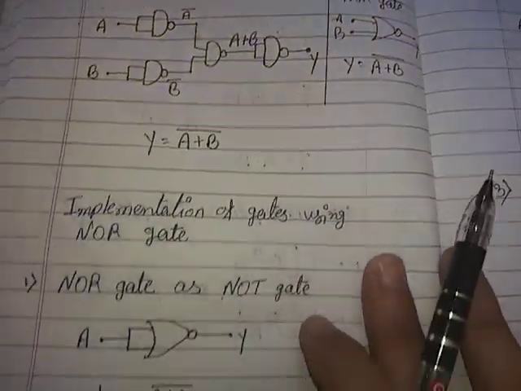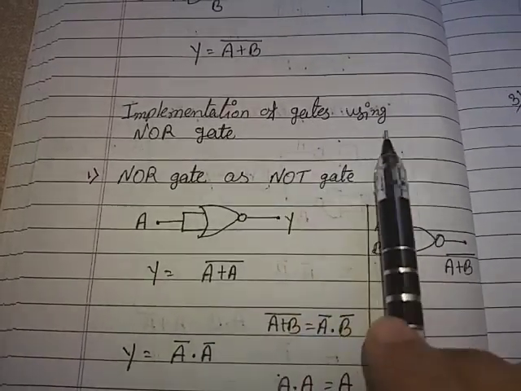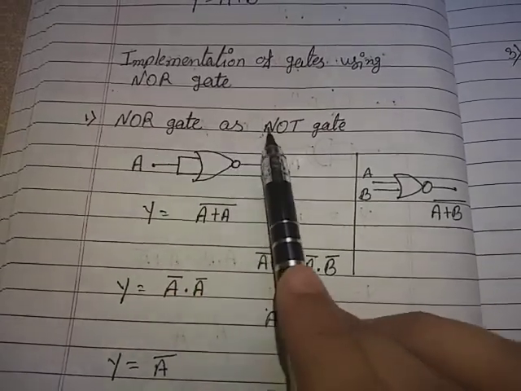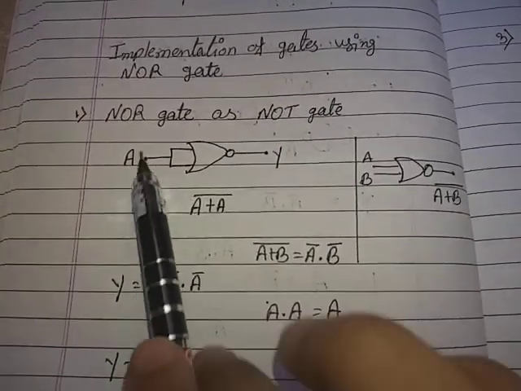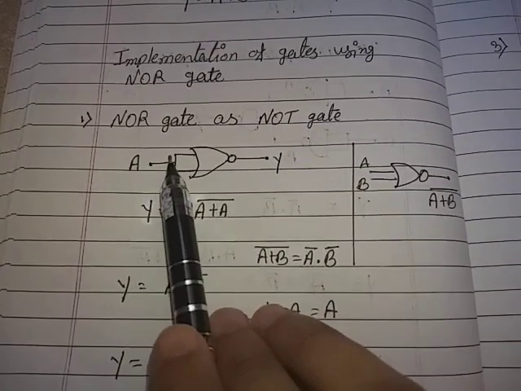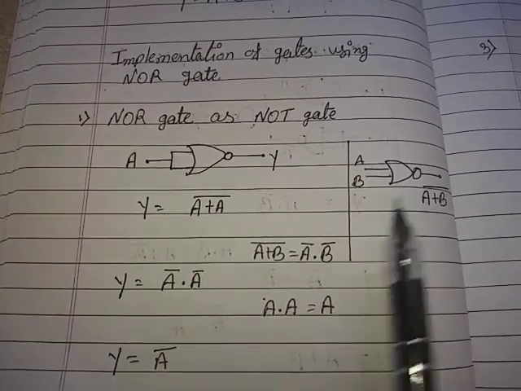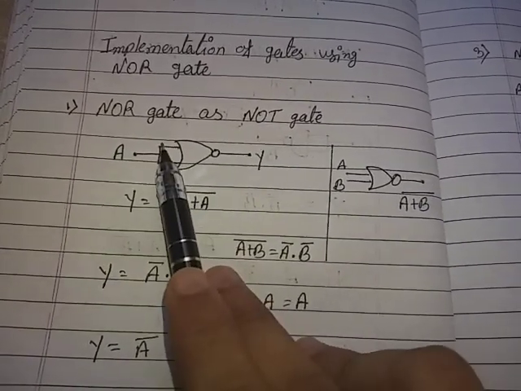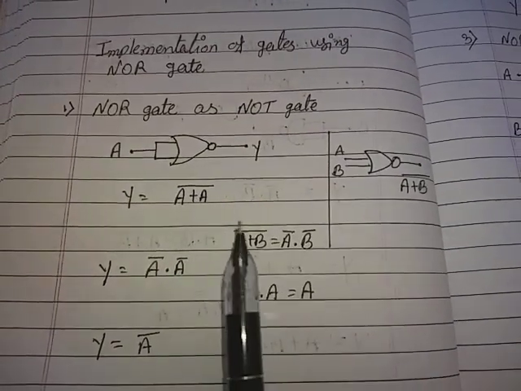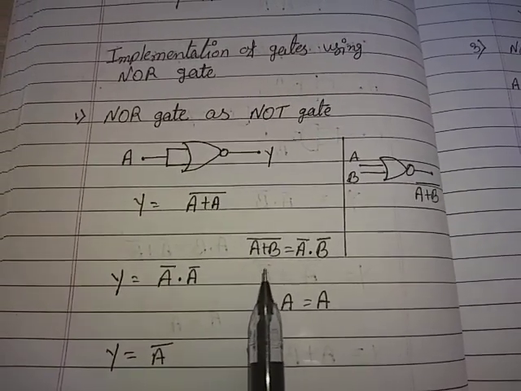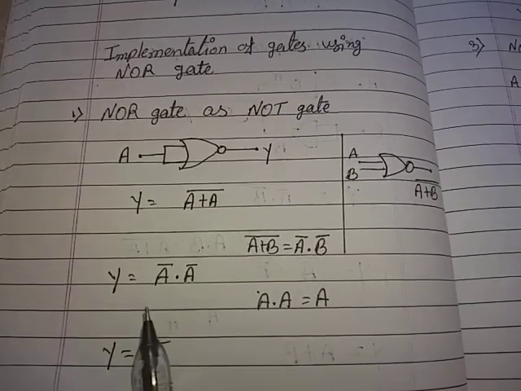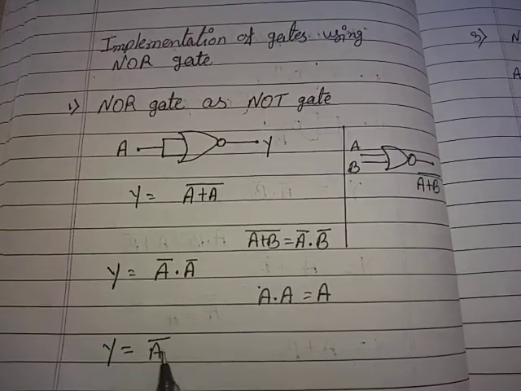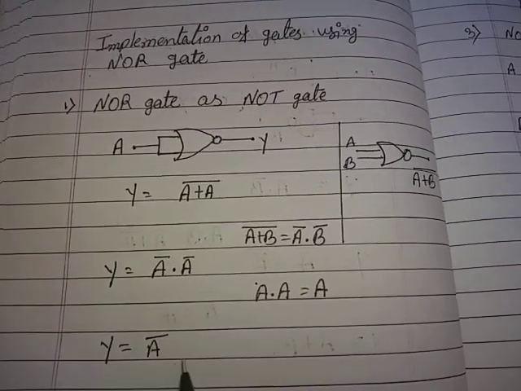Now let's see how to implement the gates by using NOR gates. NOR gate as a NOT gate, similar to NAND as NOT. Here as well we are giving a common input to both terminals A and B. As we know, the NOR gate's output is (A plus B) whole bar. So we get (A plus A) whole bar. From De Morgan's, we know that (A plus B) whole bar is equal to A bar dot B bar. So we get A bar dot A bar, and we know that A dot A is equal to A. So Y is equal to A bar. That is the NOT gate's output.